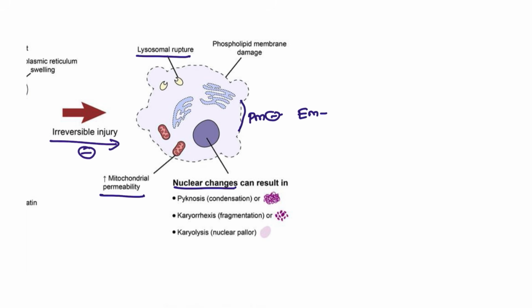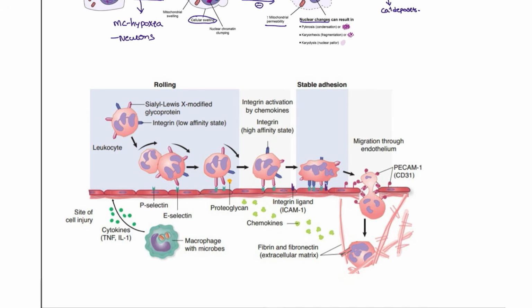On the electron microscope, when you look at the irreversible changes, it is going to show amorphous flocculent densities. This is purely due to calcium deposits after the death of that particular cell. This question is also asked.